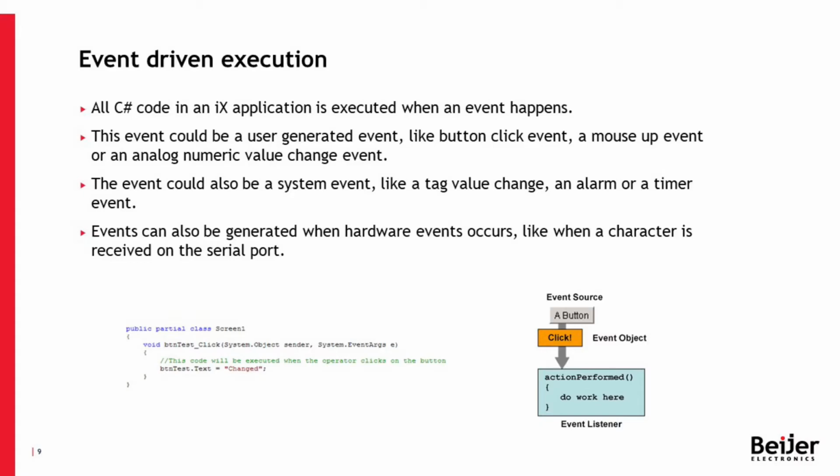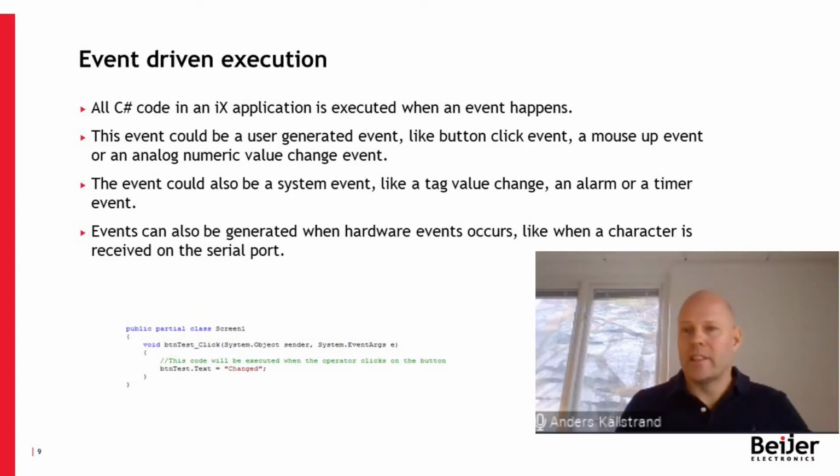And finally, you could say that all code is event driven. All the C# code in an application is executed when an event happens, and that could be a button click event, a mouse up event, an analog numeric value change event. It could also be a system event like a tag value change, an alarm state change, or a timer event. Events can also be generated when a hardware event occurs, like when characters are received on a serial port, for example.